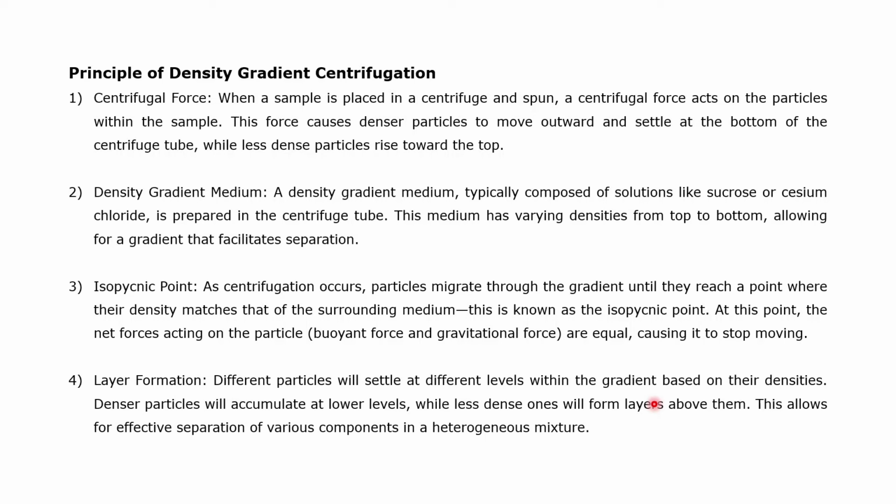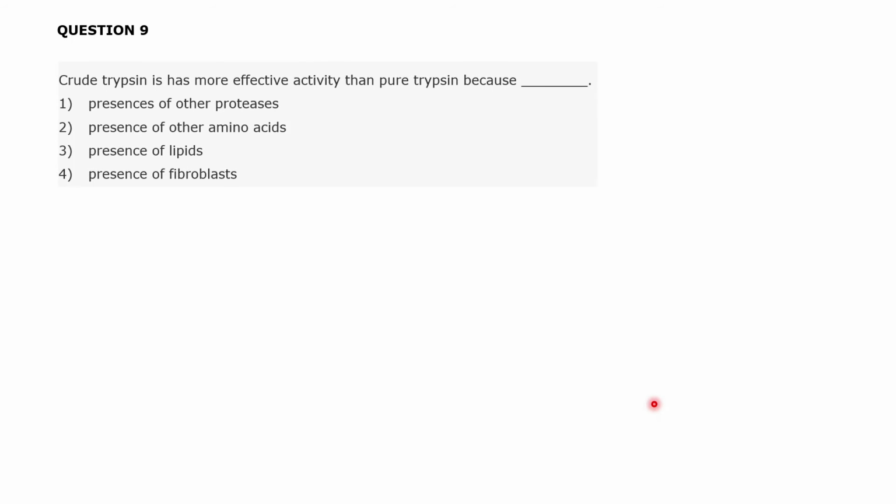Okay, I think this answer is quite clear, so I will move on to the next question. Coming to question number 9: crude trypsin shows more effective activity than pure trypsin because of the presence of other proteases, other amino acids, lipids, or fibroblasts. Which might be the answer?